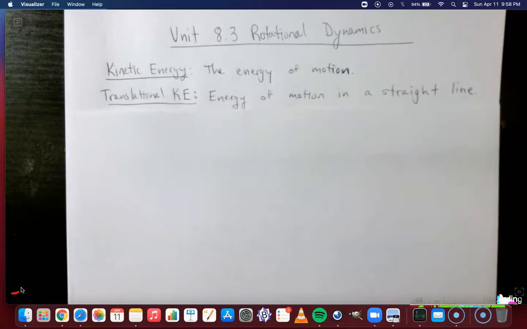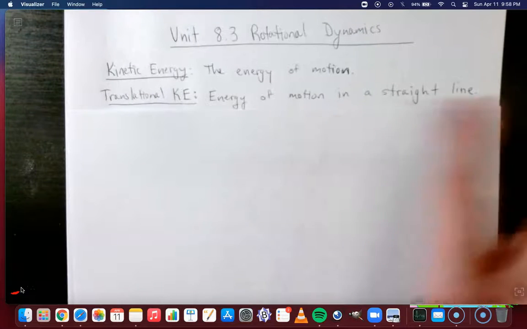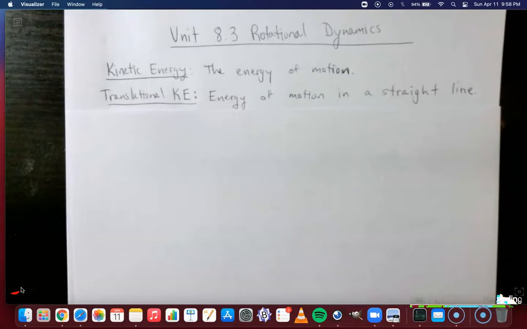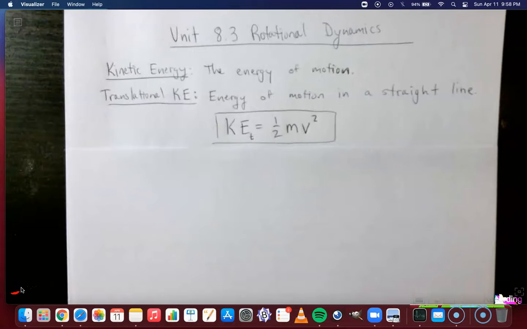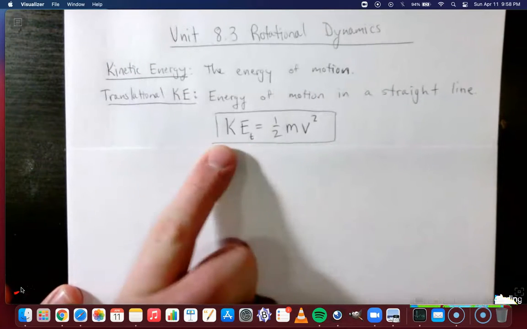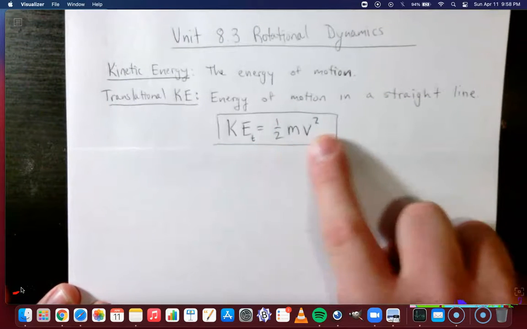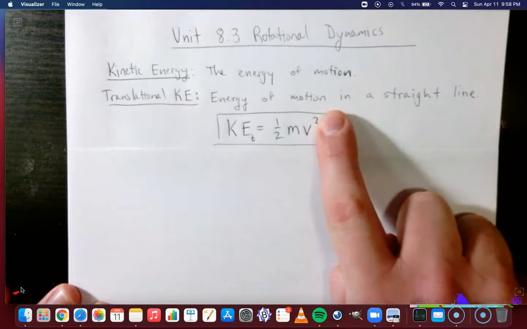So translational kinetic energy is the one we've been talking about pretty much the whole course of the school year. Translational kinetic energy is the energy of motion in a straight line. So a car going down the road, etc., moving in a straight line. You should recognize that equation. For the first time, I'm going to put a little t subscript. So the kinetic energy of translation is 1/2 times the mass times the speed squared.